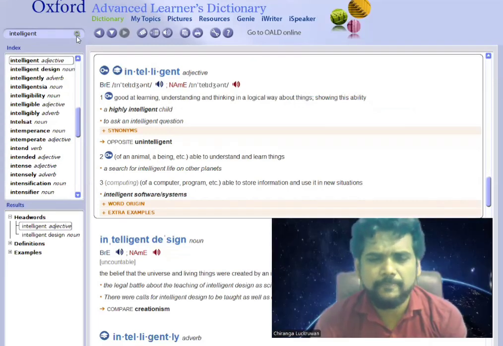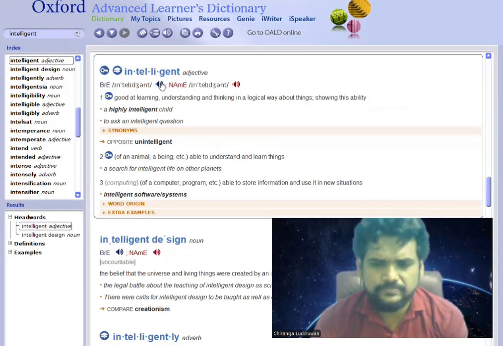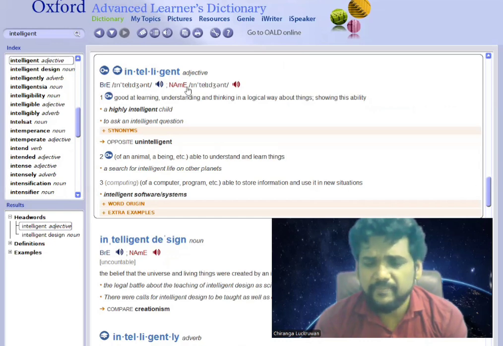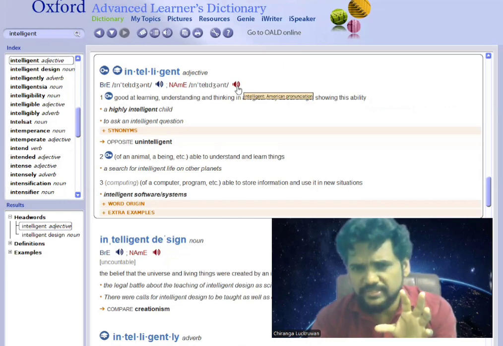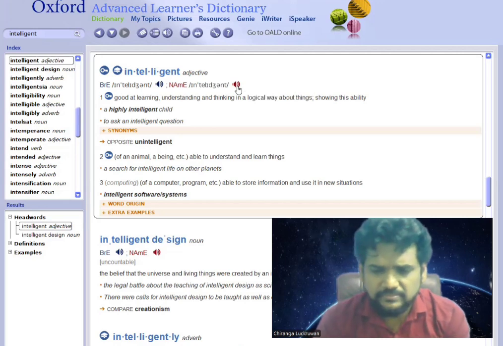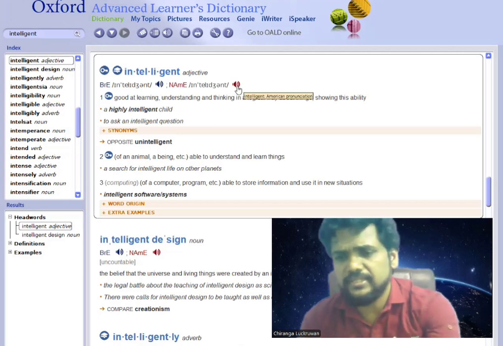Have a look at this. Intelligent, intelligent. This is British English, BrE. See, Americans show that nicely. They don't say it the same way. They don't start with a stress at the beginning of the word. They take the stress somewhere in the middle. See, intelligent.